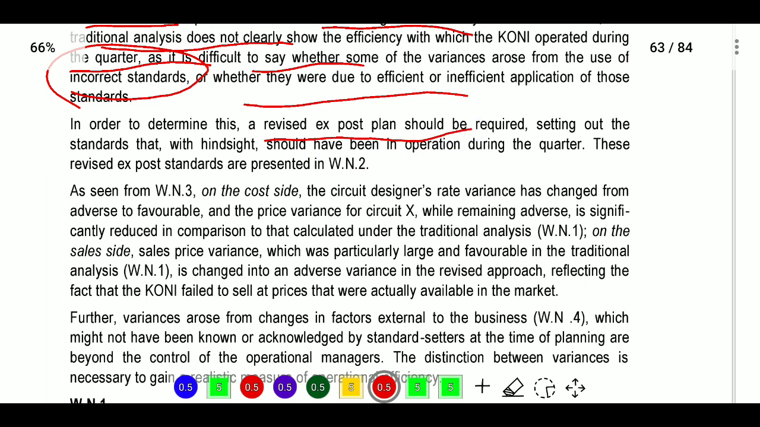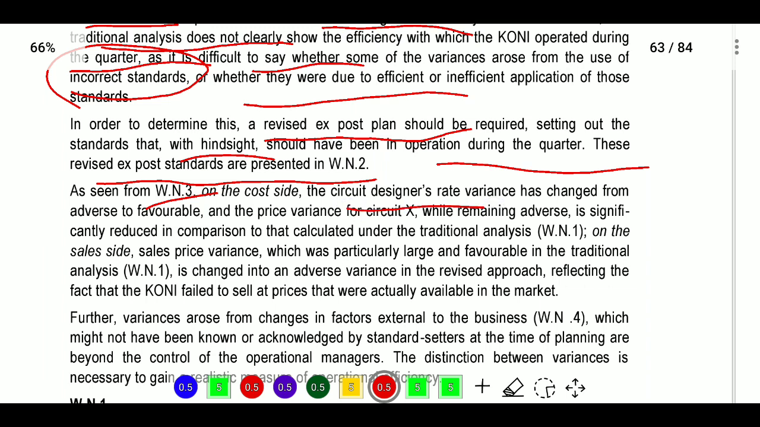Setting out the standard that should have been operational during the quarter, the revised exposed standard is presented in working note number 2. We calculated working note number 2. That is, we calculated actual, that is actual with revised plan. Next, in working note number 3, what did we calculate? Revised budgeted differences. Circuit designer rate.